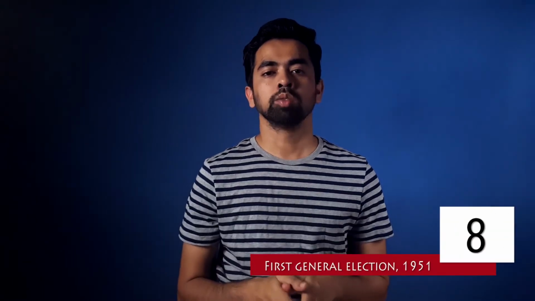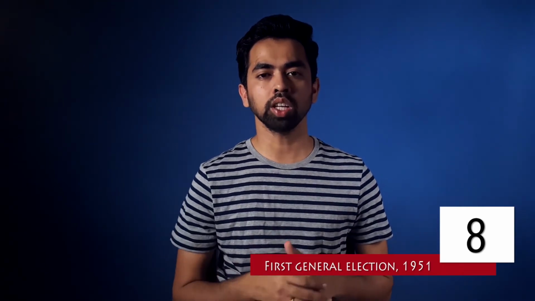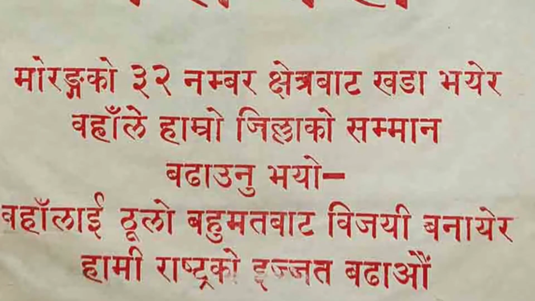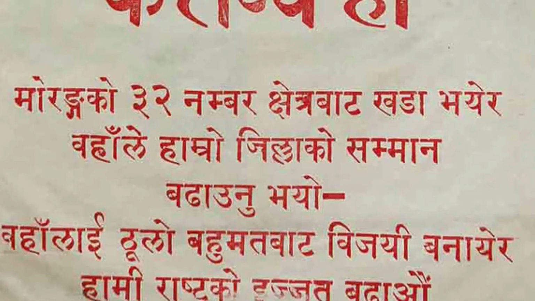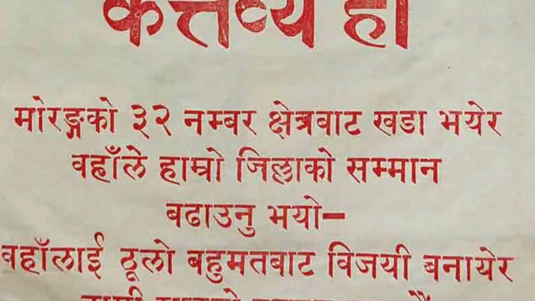In number 8, we have the first election of Nepal. After Nepal got rid of the Rana regime and democracy was established, they waited a few years to get into the election, in which Bishweshwar Prasad Koirala became the first elected Prime Minister of Nepal by a huge majority.